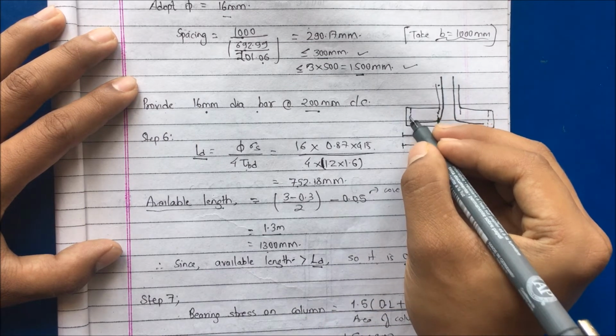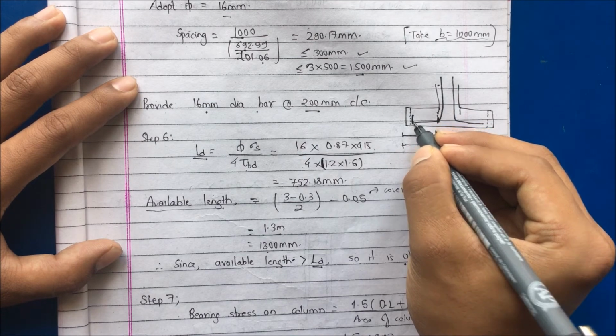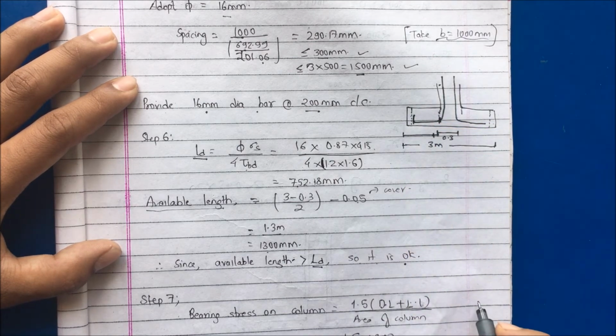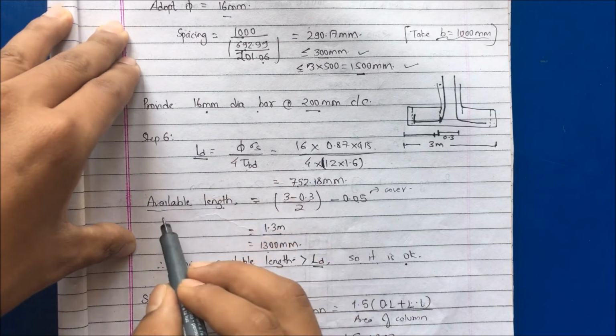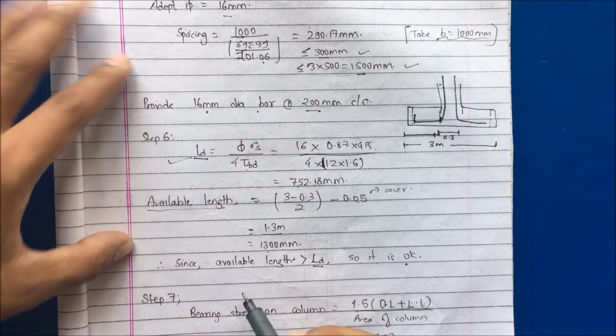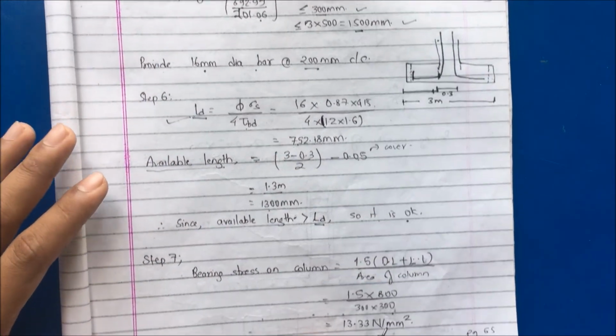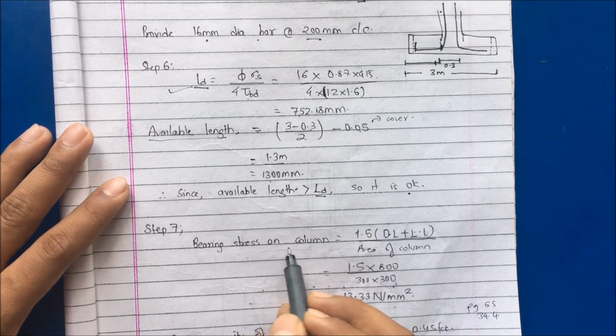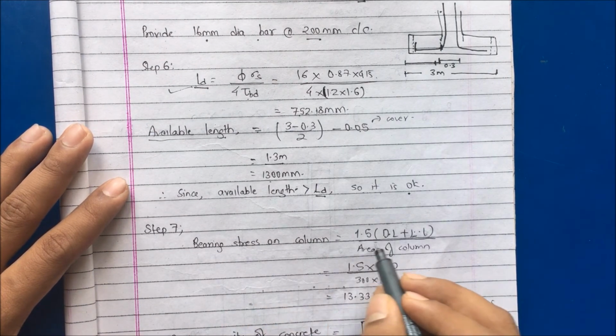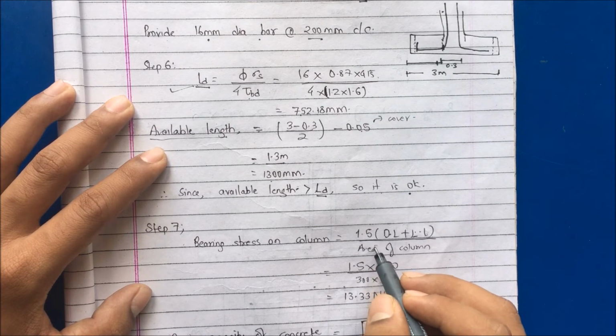We didn't consider this cover because the bar can be bent over here. So the development length is also satisfied. Step 7, bearing stress on column. This is also calculated from the code. We have a formula for this.